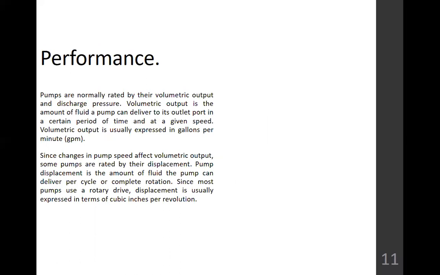Performance. Pumps are normally rated by their volumetric output and discharge pressure. The volumetric output is the amount of fluid a pump can deliver to its outlet in a certain period of time and at a given speed. Volumetric output is usually expressed in gallons per minute or GPM. Since changes in pump speed affect volumetric output, some pumps are rated by their displacement. Pump displacement is the amount of fluid the pump can deliver per cycle or complete rotation. Since most pumps use a rotary drive, displacement is usually expressed in terms of cubic inches per revolution.